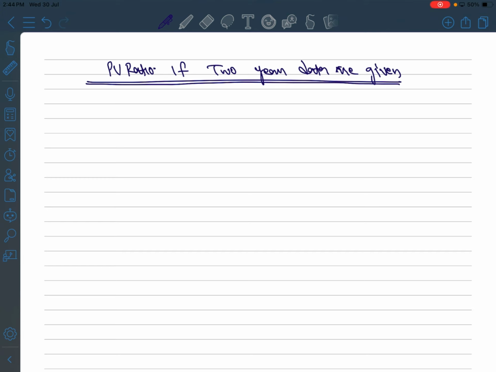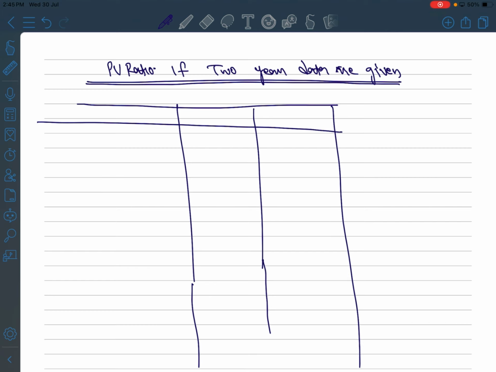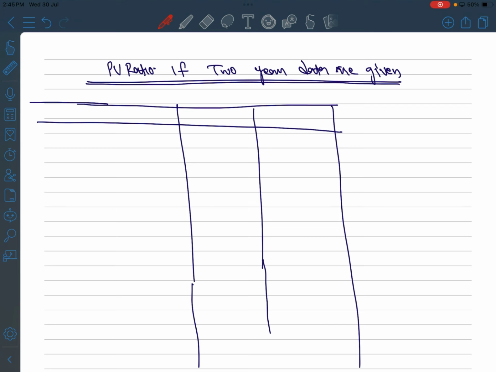Listen first, then after that I will give time to copy. It's a very interesting discussion. All are interesting, but this kind is much more interesting. 2025 and 2026. Units: here 1000, here 2000. Units sold.